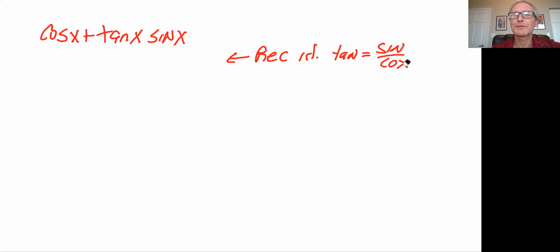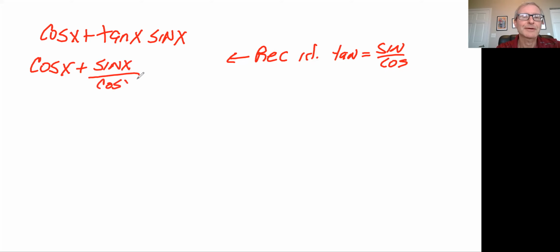And it's important to track each one of your steps this way. If you don't do it this way, it's technically not correct. So I'm going to try to be pretty diligent in showing you. So this is sine of x over cosine of x times sine of x. So we did that substitution.